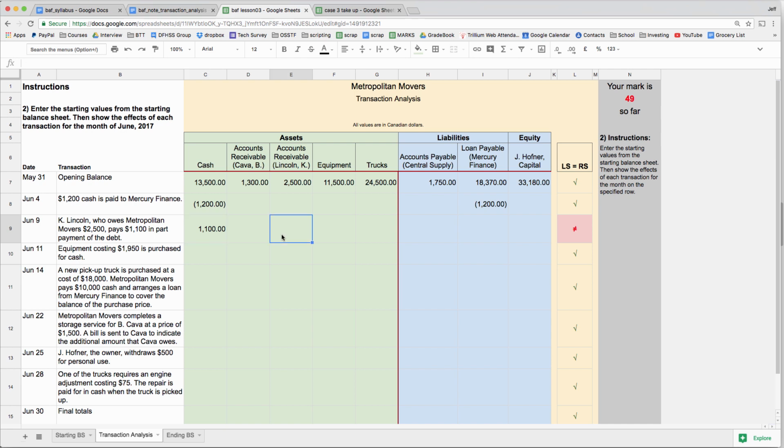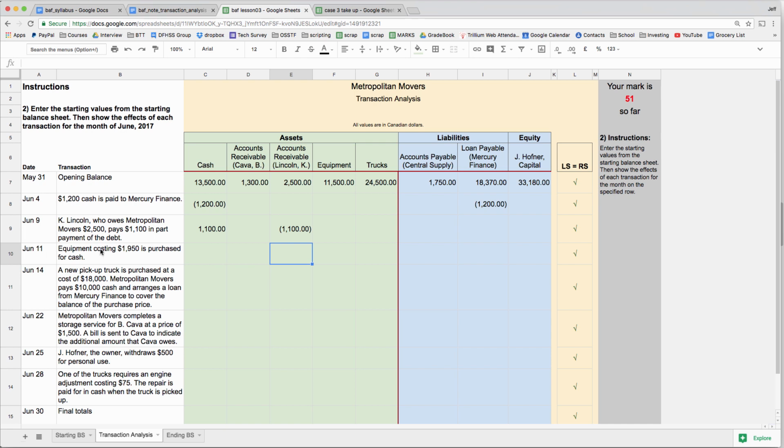So here's an example of both items being on the left side of the equation. So this person named Lincoln owes us $1,100 less money. So the line balances, 2 accounts affected, we're finished.